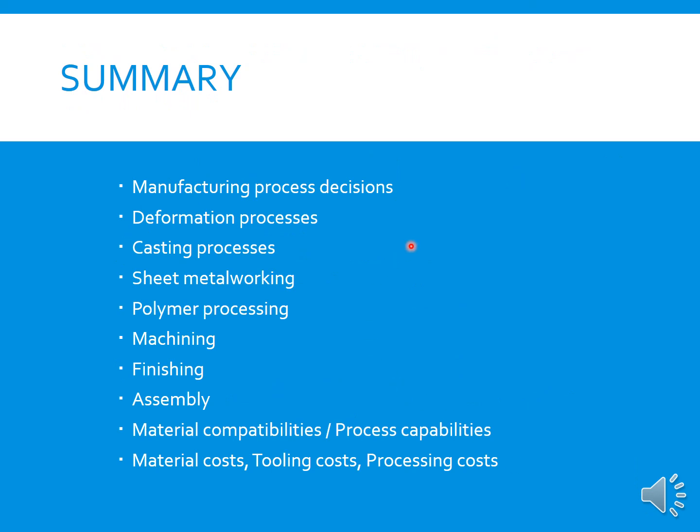Okay, this is a summary for today. Manufacturing process decision, deformation process, casting, sheet metalworking, polymer processing, machining, finishing, and assembly, and lastly material cost, tooling cost, and process cost.